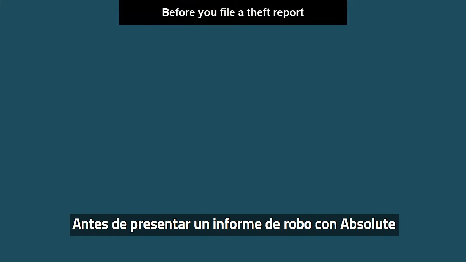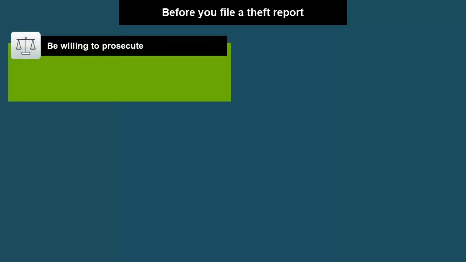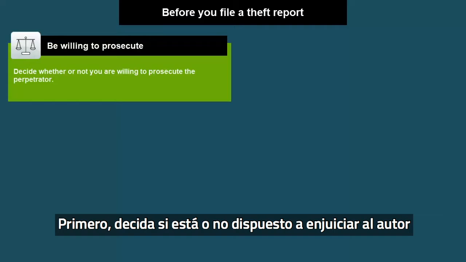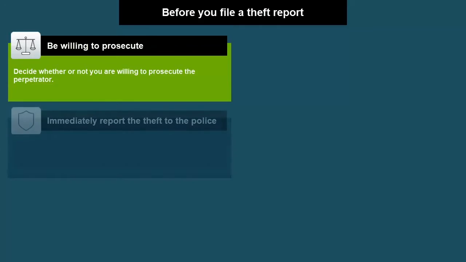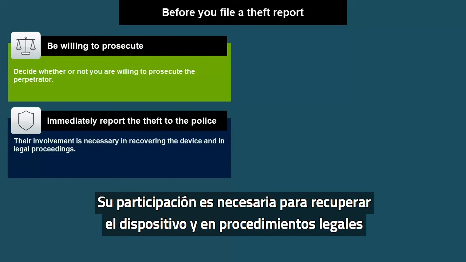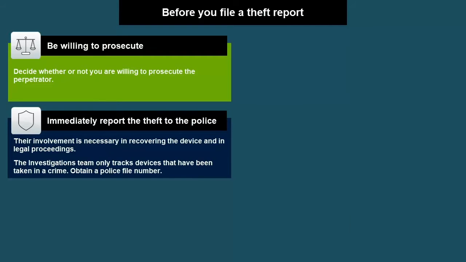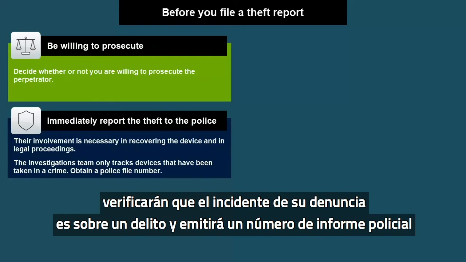Before you file a theft report with Absolute, there are a few things you should consider. First, decide whether or not you're willing to prosecute the perpetrator. If you are, immediately report the theft to your local law enforcement agency. Their involvement is necessary in recovering the device and in legal proceedings. Also, the investigations team only tracks devices that have been taken in a crime. When you report the theft to the police, they'll verify that the incident you're reporting is a criminal offense and will issue a police file number.